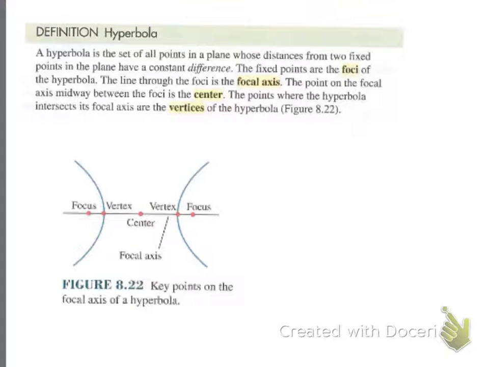Okay, so you can see the definition there. The fixed points are the foci. You can see foci again. You've got two vertices now, and then you have a center point. Your focal axis is the line that goes through the foci, so that's pretty much the same as everything we've been doing so far.